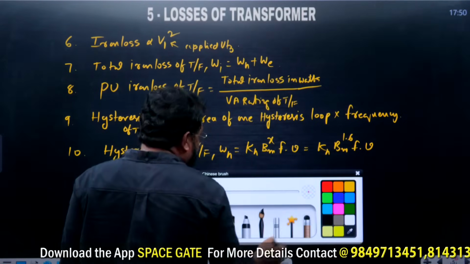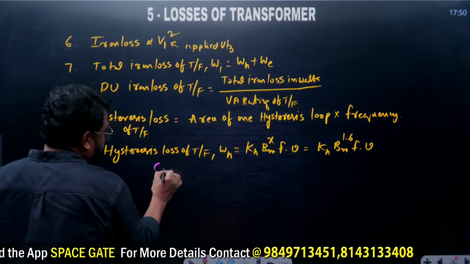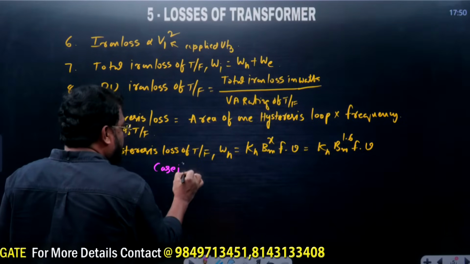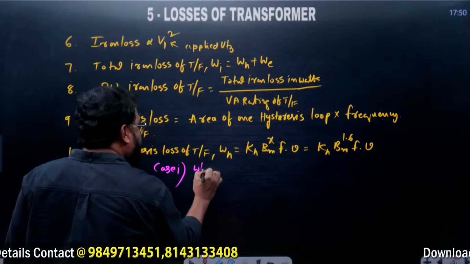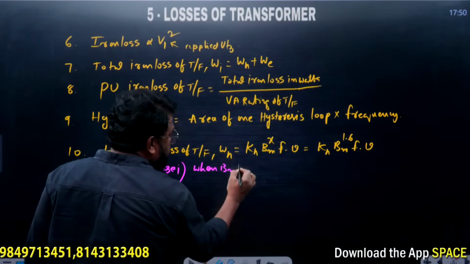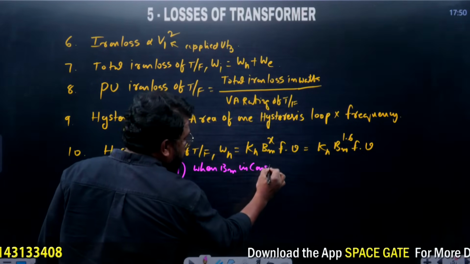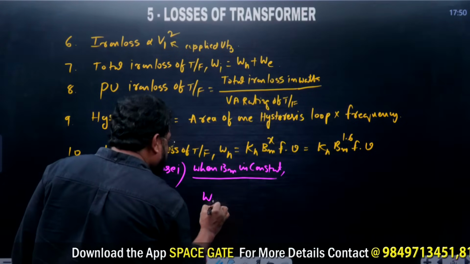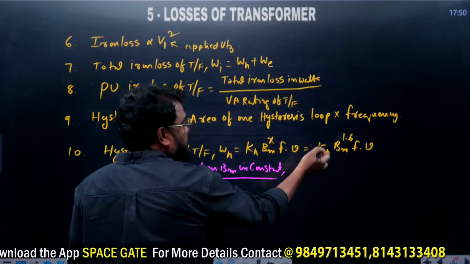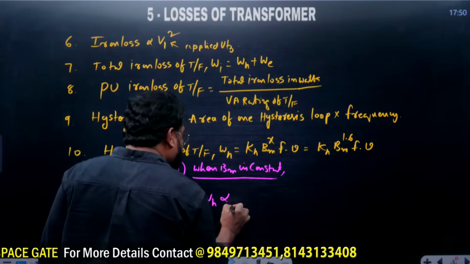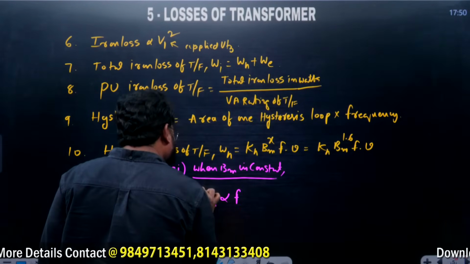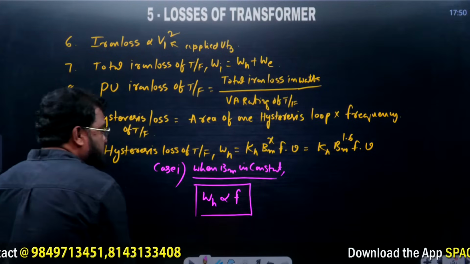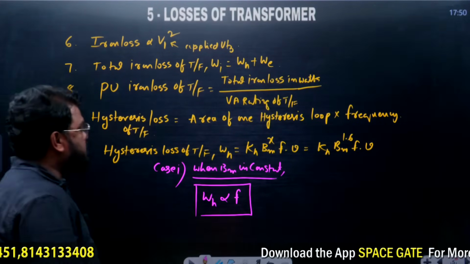So in case 1, the hysteresis loss in case 1, I can say that when B maximum is constant, so in this condition, hysteresis loss is directly proportional to the frequency. This formula is important: the hysteresis loss is directly proportional to the frequency.